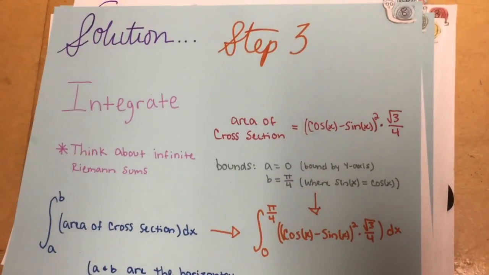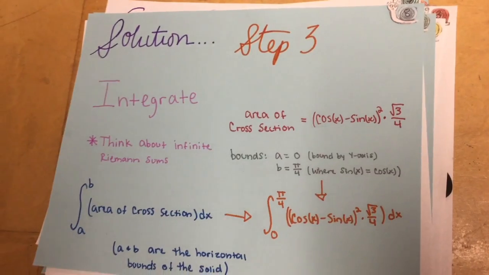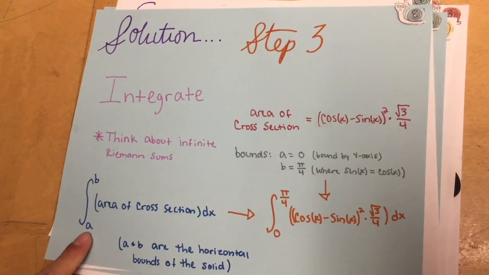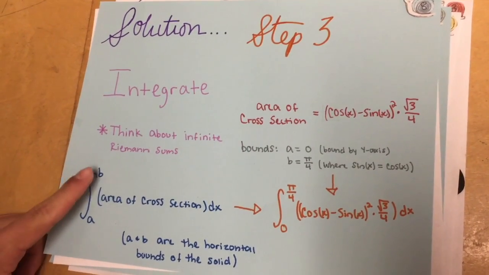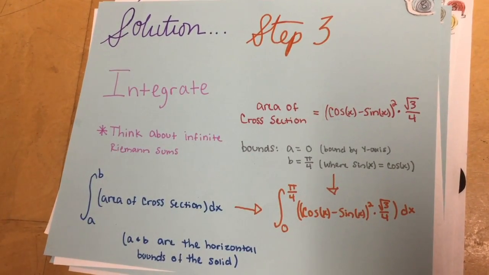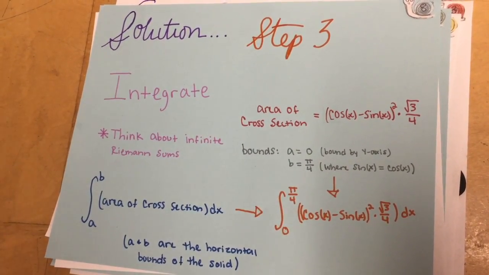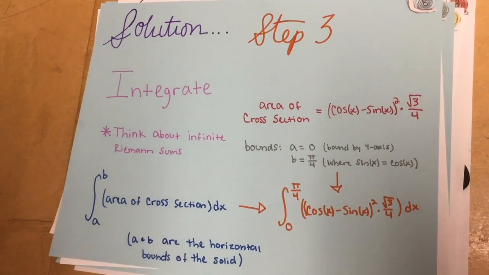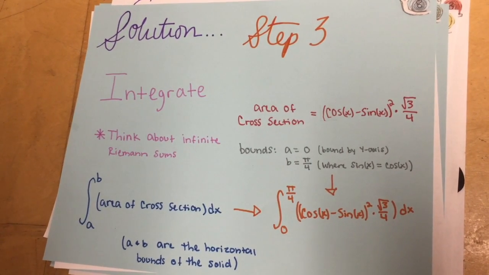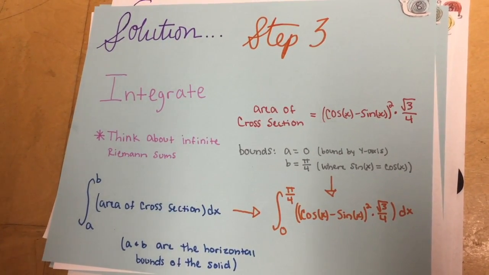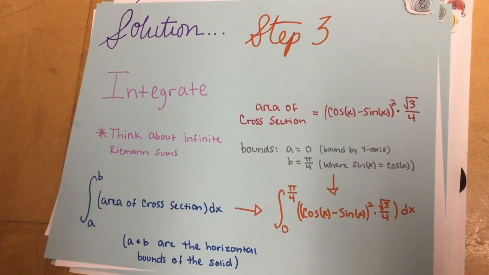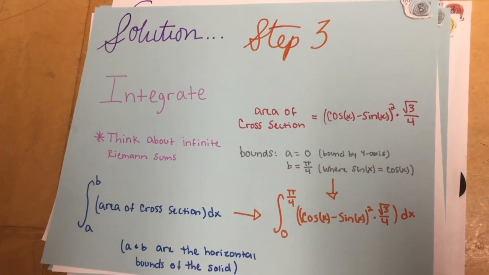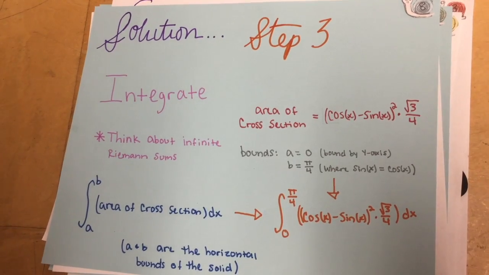The third step is to integrate. Now this is sort of like the concept of Riemann sums. For this, we have to integrate from the first point, the beginning point, to the ending point where the two equations intersect. And now the first thing we want to do is to find the bounds. The first one is x equals 0 because it was bounded at the y-axis. The second point is b equals pi over 4 because that is where sine of x equals cosine of x and where the two equations intersect.